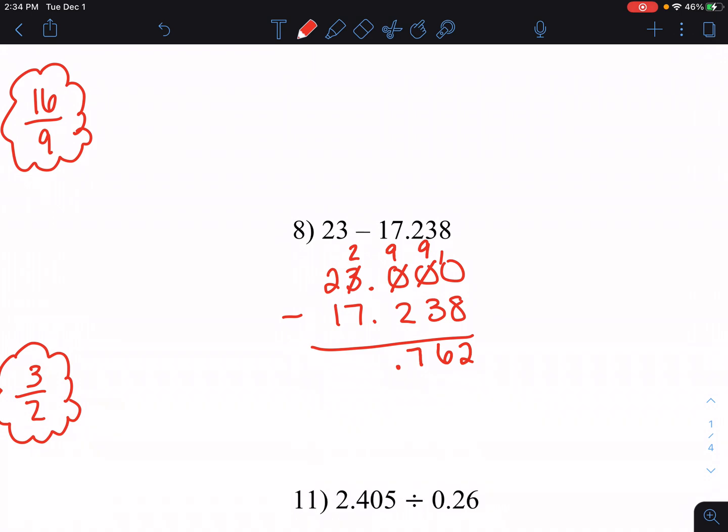My decimals should be lined up, so the decimal comes straight down. And 12 minus 7 is 5.762.